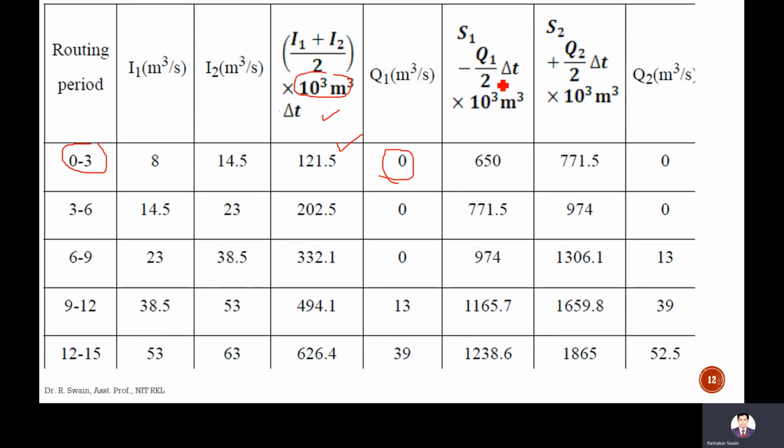So S1 minus Q1 by 2 delta T, into 10 to the 3, if you just calculate, it will be 650. And S2 plus Q2 by 2 delta T, into 10 to the 3, using that hydrologic equation, this column and this column are added to get this column.